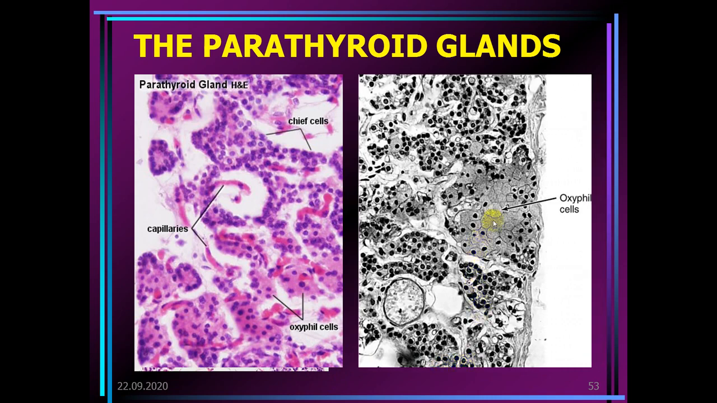It is a transmission electron micrograph. You can see the oxyphilic cells, which are without granules and don't produce any hormones. Around here are basophilic cells. You can see the nerve fiber, a myelinated nerve fiber, and blood capillaries. A lot of blood capillaries are here.